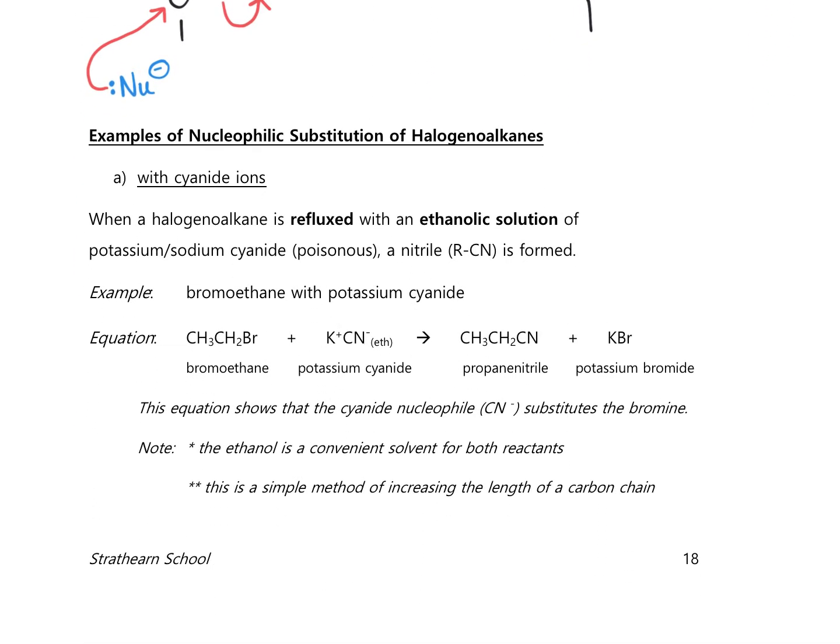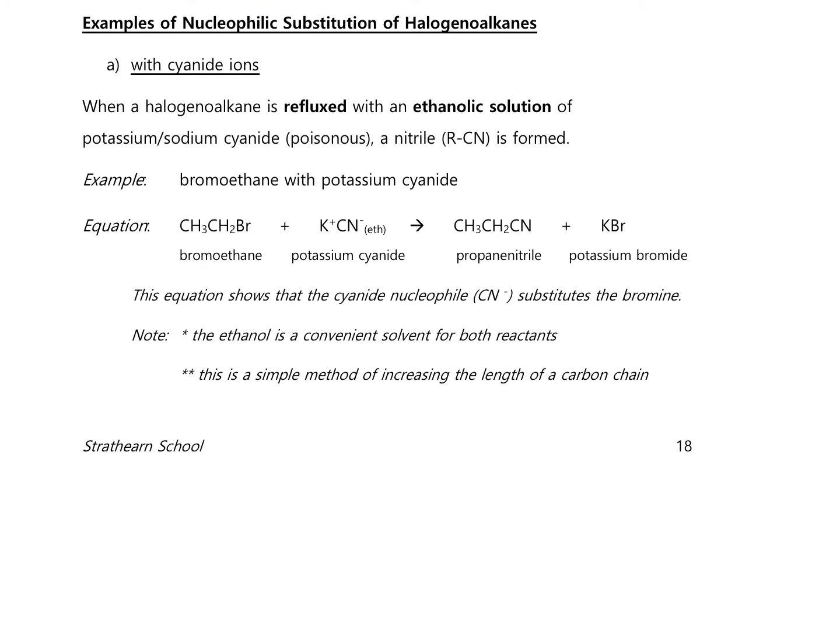So the first one that we're going to look at is the nucleophilic substitution of a halogenoalkane with cyanide ions. And just to explain what cyanide ions are, I'll draw the structure here. So a cyanide ion is a carbon triple bonded to a nitrogen. There's a lone pair sitting on the carbon and a negative charge on the carbon.